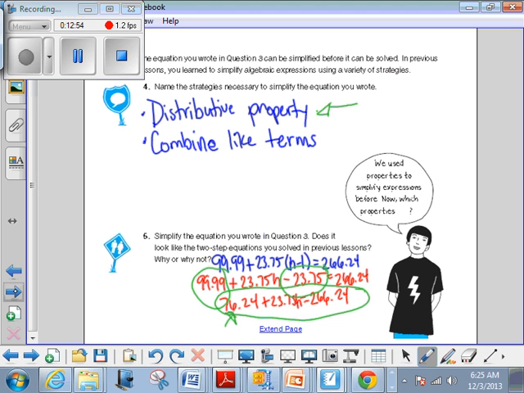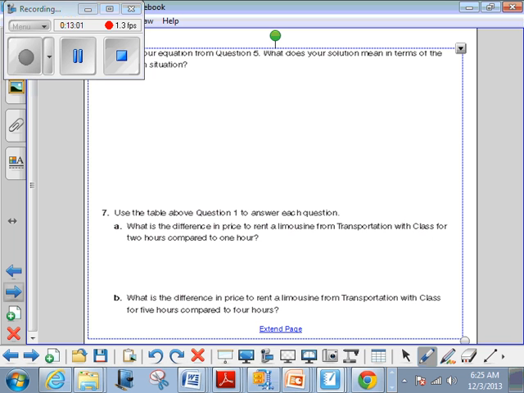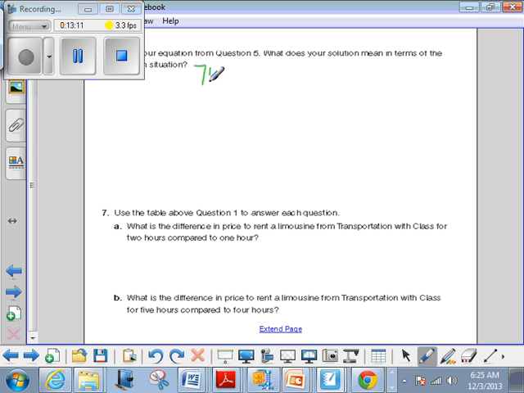and what does your solution mean in terms of the problem situation. So remember, we're solving our simplified problem. So our 76.24 plus 23.75h, which is equal to 266.24. So pause the video and work that out, and then check your answer with mine.